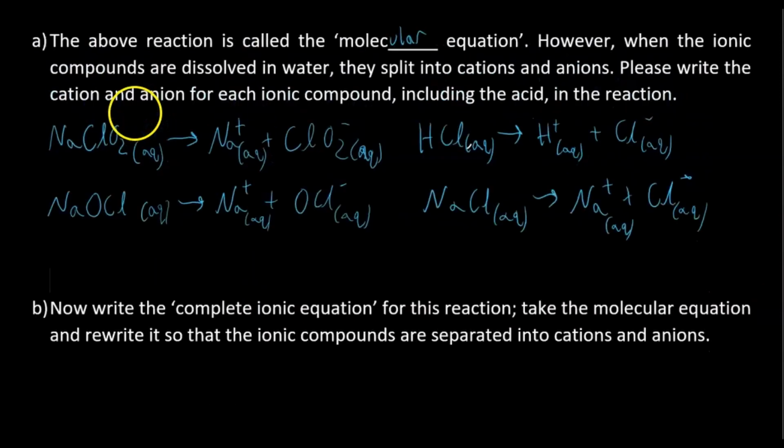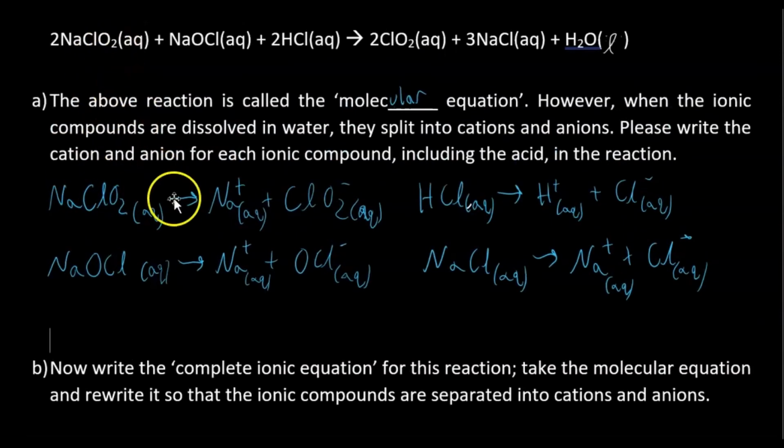So first we're going to start off with this NaClO2. Now it's dissolved into the cation and anion, and these coefficients here, these stoichiometric coefficients, they matter because they're here to help balance the atoms of the products and the reactants and show the ratios between them. So we need this 2 here.